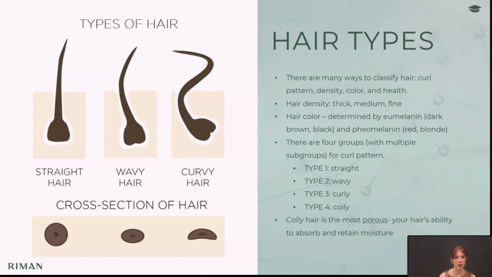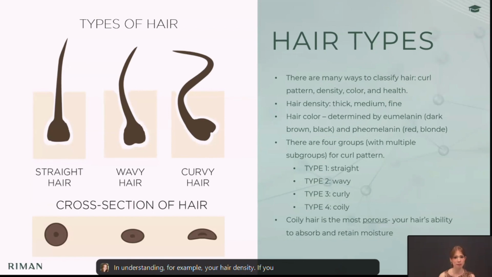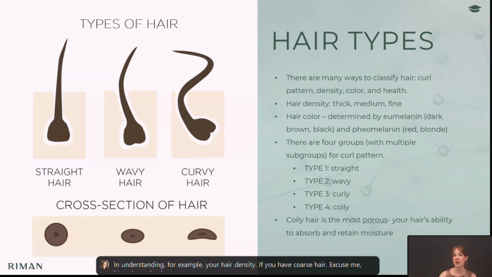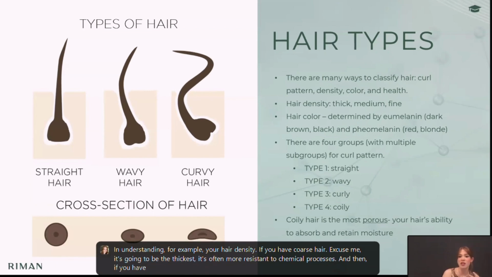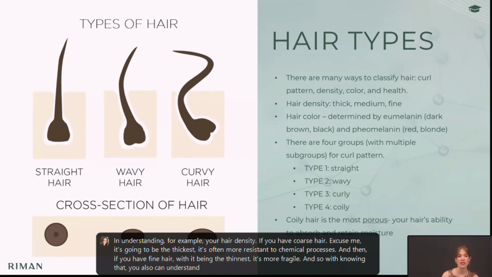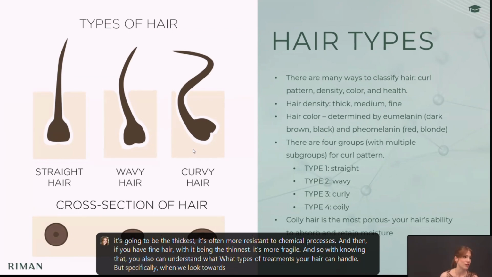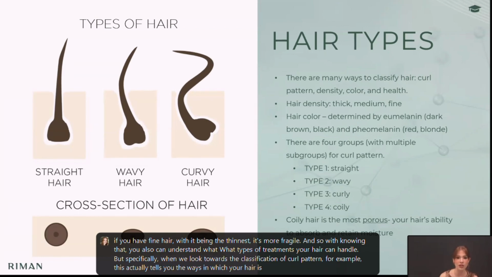your own hair routine. And so in understanding, for example, your hair density, if you have coarse hair, it's going to be the thickest. It's often more resistant to chemical processes. And then if you have fine hair, with it being the thinnest, it's more fragile. And so with knowing that, you also can understand what types of treatments your hair can handle. But specifically, when we look towards the classification of curl pattern, for example, this actually tells you the ways in which your hair is growing, which I think is fascinating.